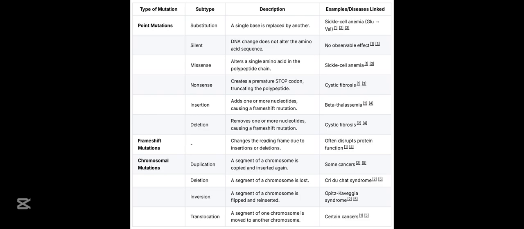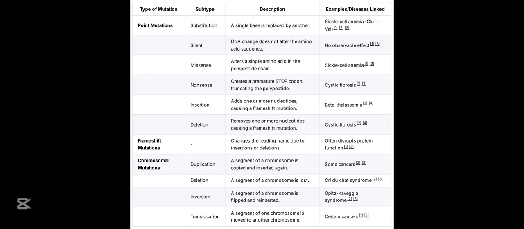Got it. But what if you add or delete a number that's not a multiple of 3? That's when you get a frame shift mutation. It's like shifting the whole sentence over by 1 or 2 letters. So all the words after that are messed up. Exactly. All the codons downstream of the mutation get read incorrectly. And you end up with a totally different protein. Often a non-functional one. And the earlier in the sequence this happens, the worse it is. Yeah, the more of the protein gets messed up.